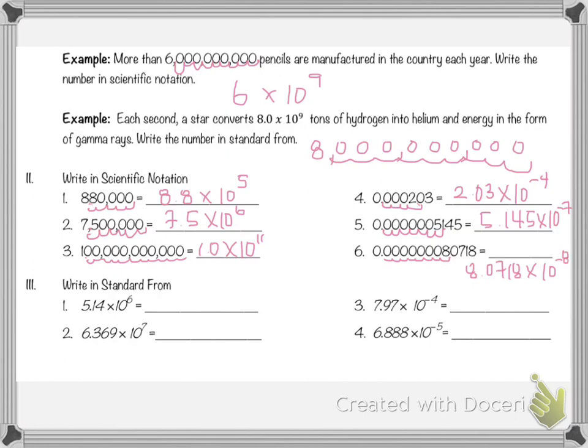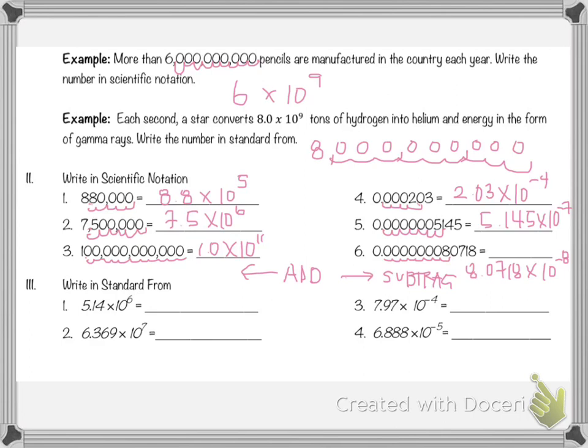Okay, so basically when you are moving the decimal, when you move the decimal to the left, you're going to add. When you move the decimal to the right, you're going to subtract your exponents.